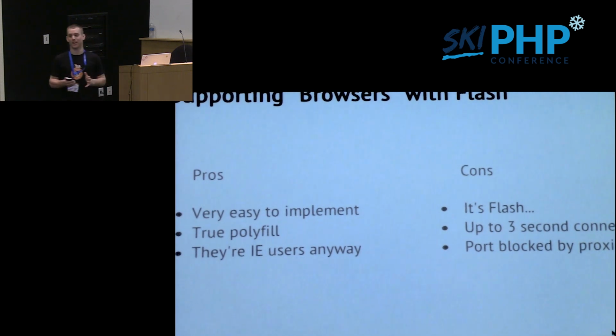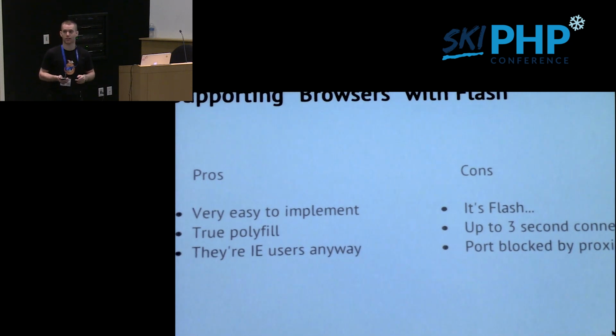They're IE users anyway, and I don't mean this is such a bad thing. If a user is using 7, 8, or 9, Flash still has a very high penetration rate. Odds are they have Flash installed. The cons: it's Flash. Flash sucks. It takes up to 3 seconds to connect. So if a proxy is blocking Flash WebSockets or it's just slow, it's another request and it takes time.